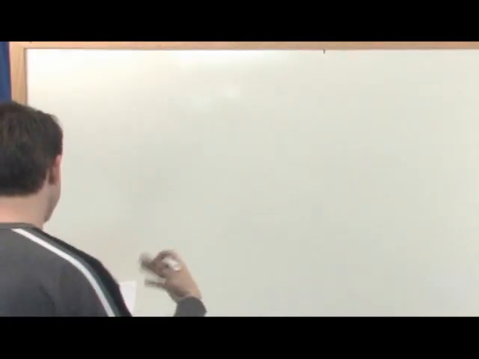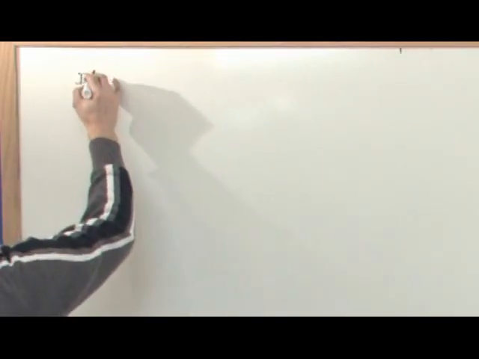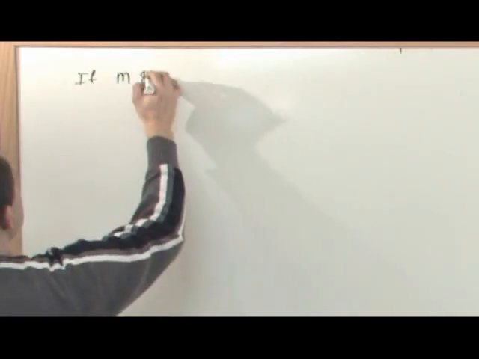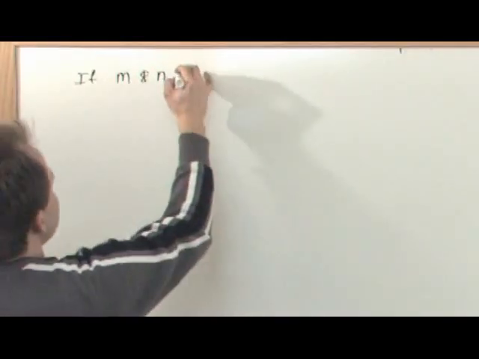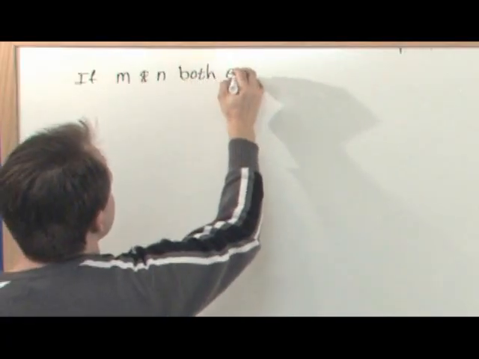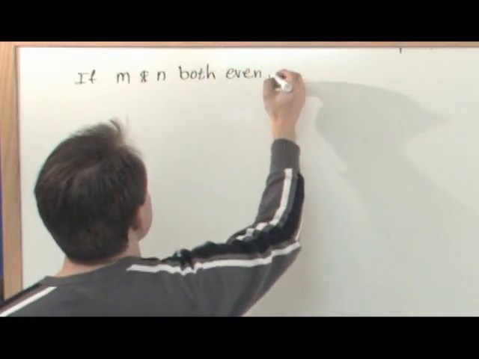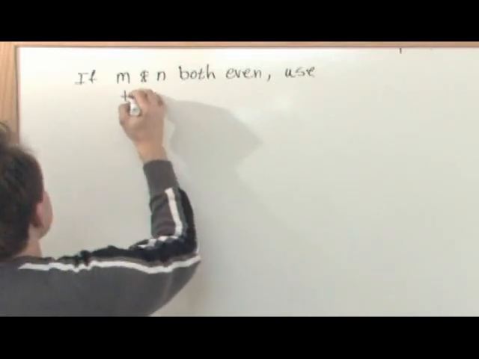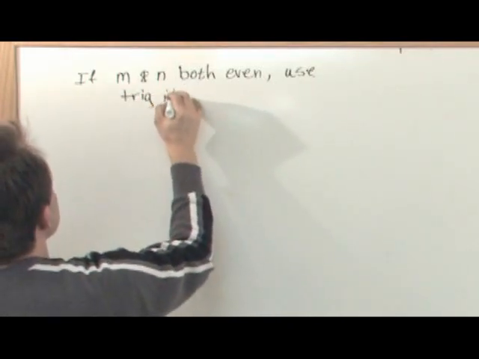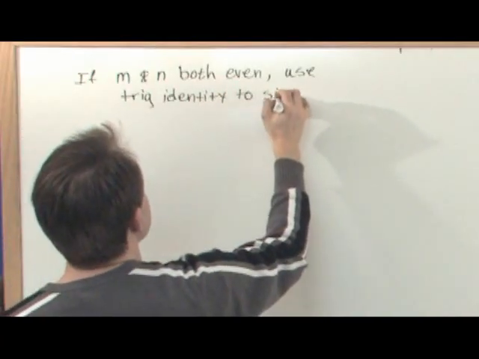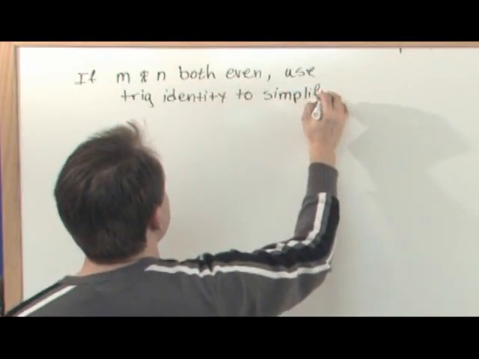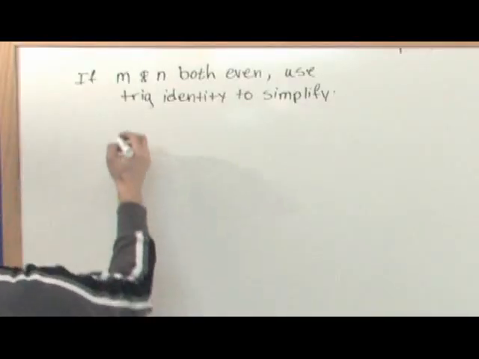So here is some guidance. You can't really make these cookie cutter. I'm trying to give you some hints, okay? If m and n, which remember are the exponents in the sine cosine integral, are both even, then you use trig identities to simplify. And these are some identities that you'll probably need to use.